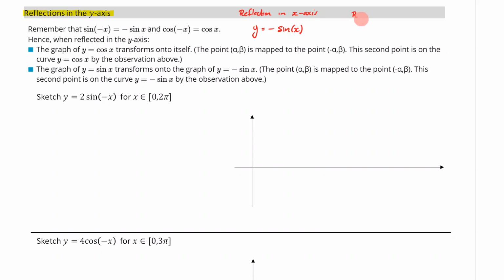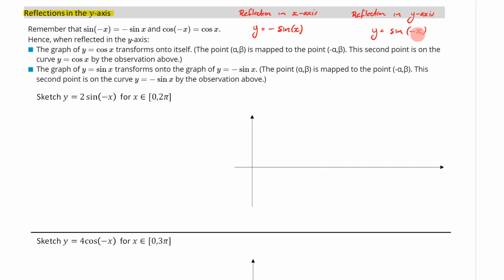If, on the other hand, you have a reflection in the y-axis, that means that your negative is in front of the x. So that's the big difference between whether you have a reflection in the x-axis, the negative is in front of the whole function, but if you have a reflection in the y-axis, the negative is in front of the x.